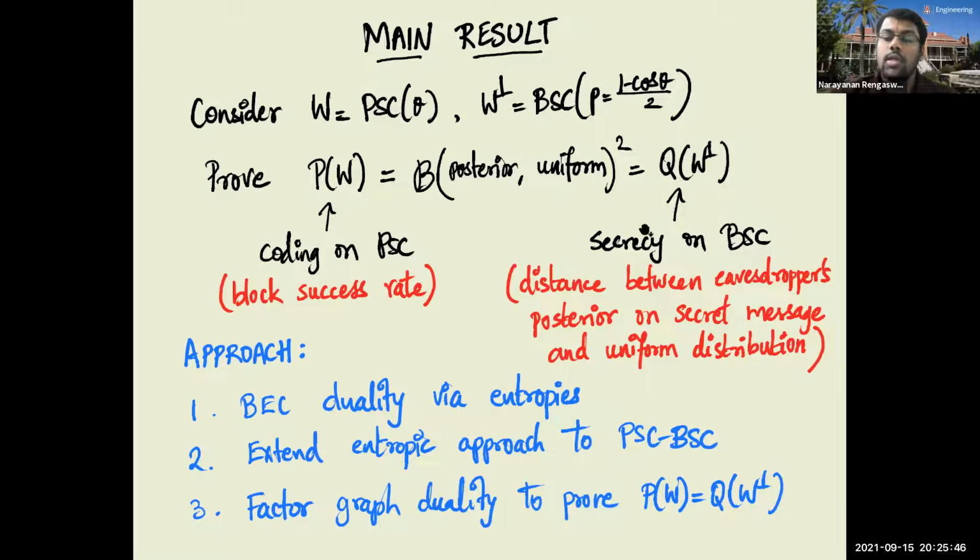For secret communications here, the channel to the intended recipient is perfect, and the channel to the eavesdropper is the BSC. So we start by discussing an entropic approach to BSC duality, then extend it to this pair of channels, and then use factor graph duality of linear codes to arrive at the final result.